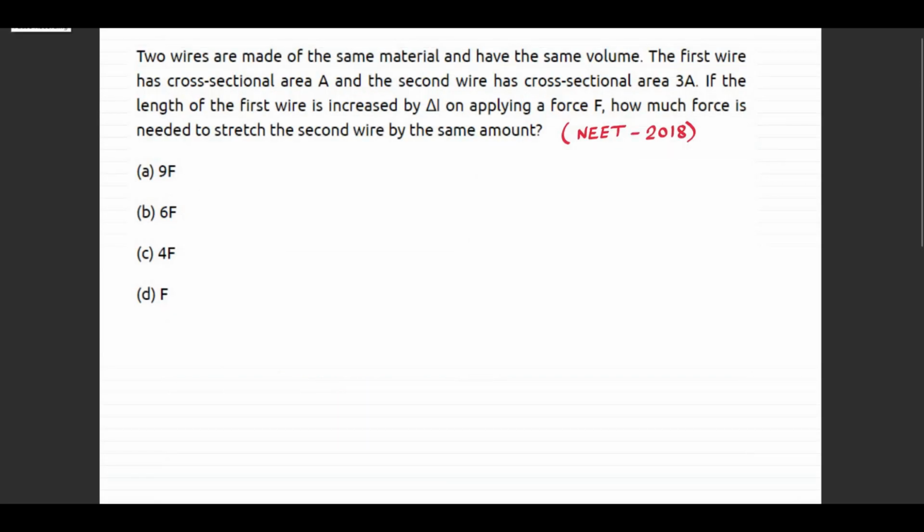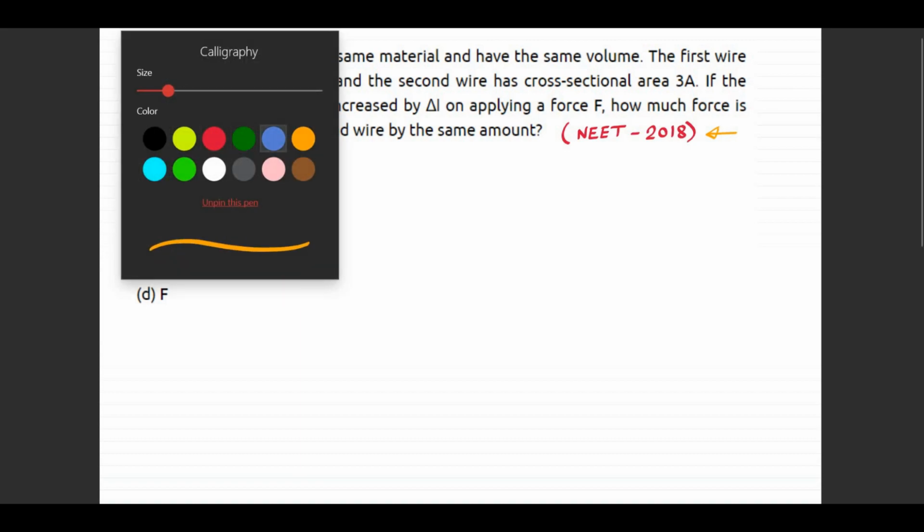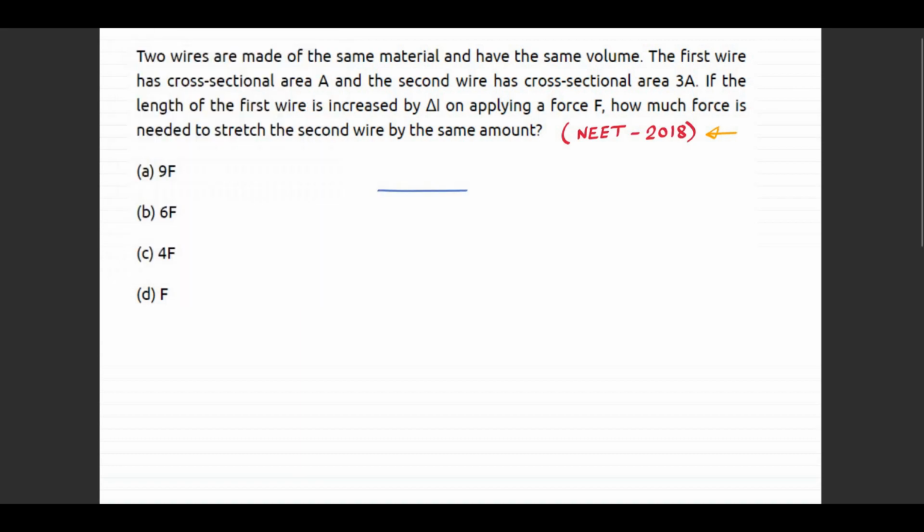Now let's take a look at this particular question. This is from NEET 2018. Now there are two wires of same material and same volume. So let me draw two wires. This has cross sectional area A, so length let's say is 3L. So if cross sectional area of this is 3A, its length will be L. Same material, so Young's modulus will be same.